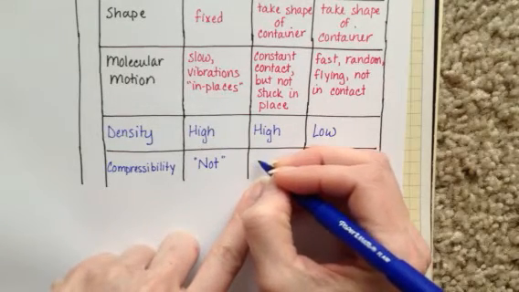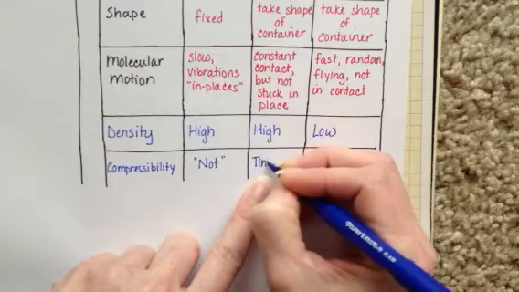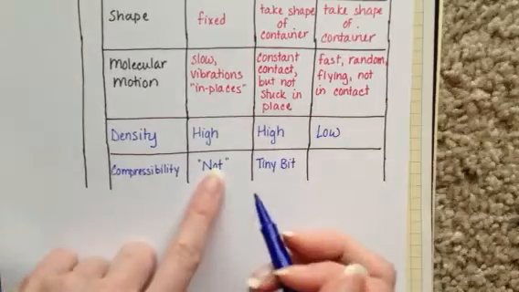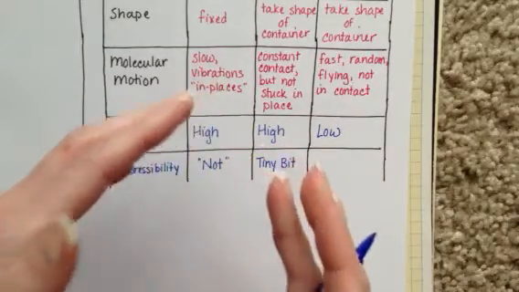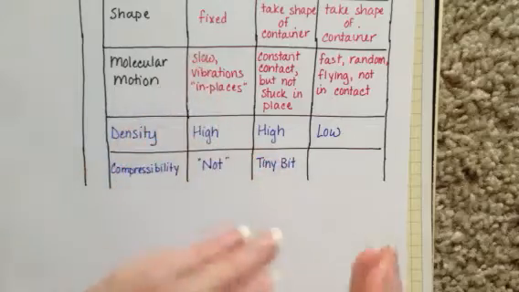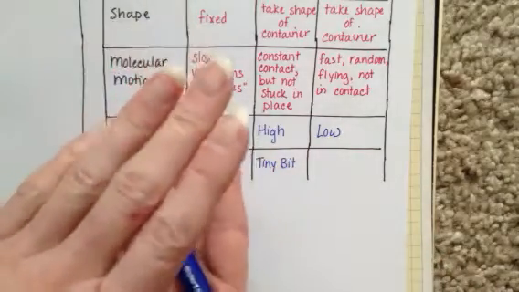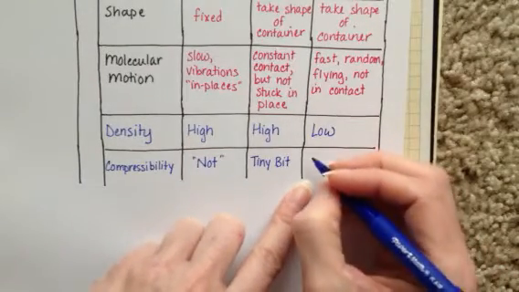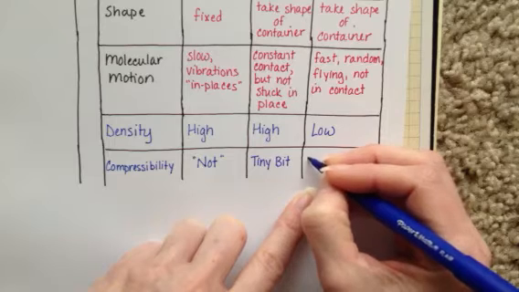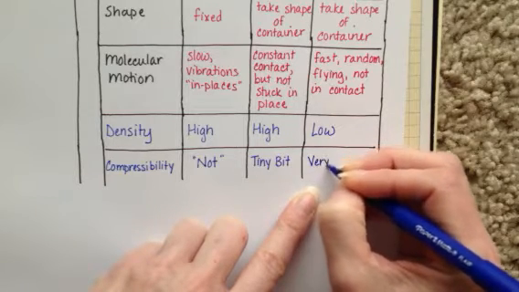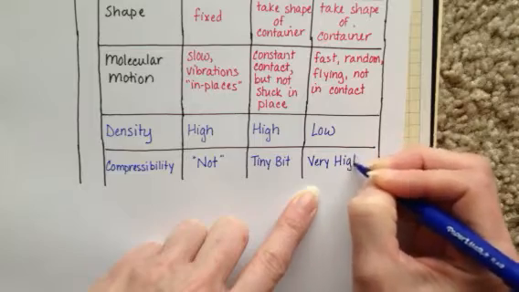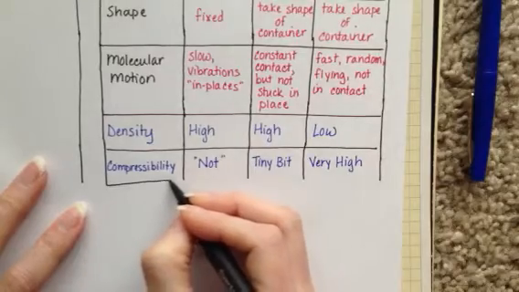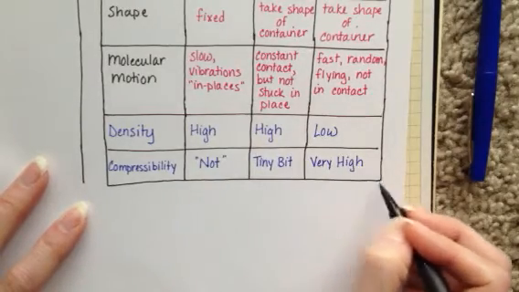Liquids have a tiny bit of compressibility. I'm going to write that, tiny bit. Liquids, like solids, for the most part, are as tightly packed as they can be. All the molecules are in constant contact with each other. It turns out you can smoosh them a little bit closer together than they already are, but not very much. They're not very compressible. Gases, on the other hand, have very high compressibility. There's so much empty space in a sample of a gas that it's very easy for you to take the gas sample and compress it, smash it into a smaller volume.